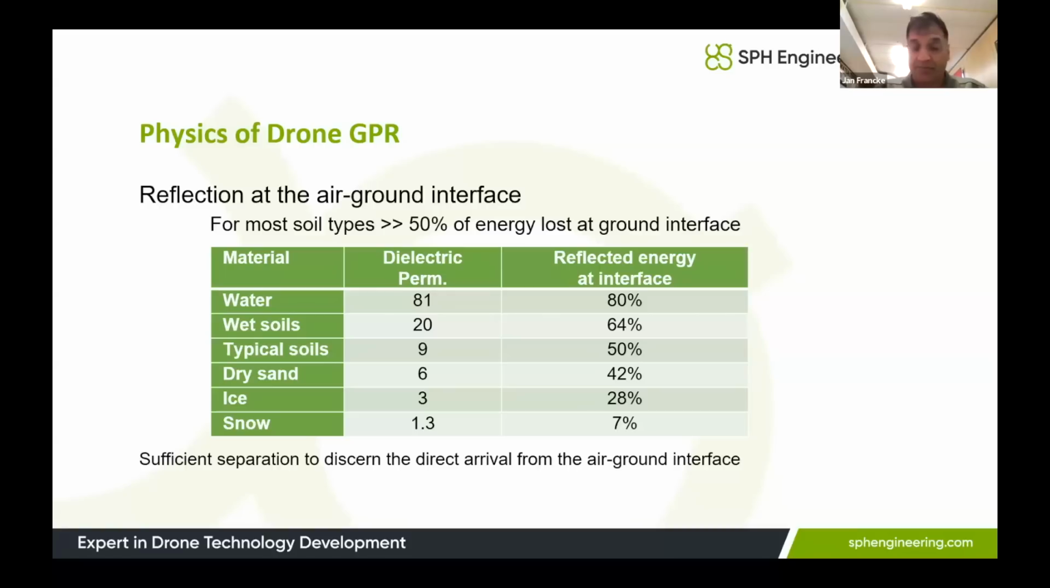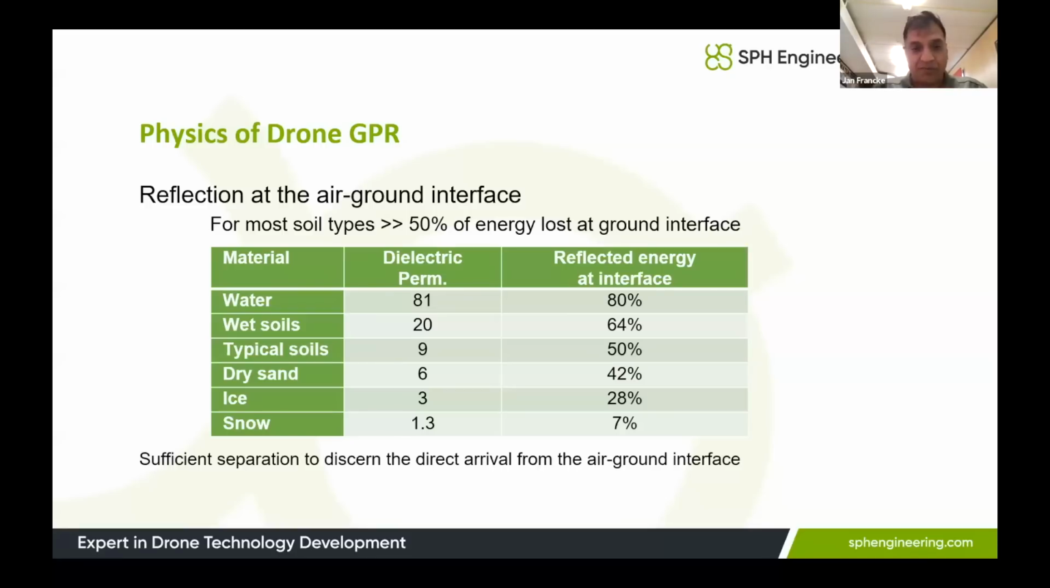Now, SPH has some amazing technology that you can actually do that, right? But 10 years ago, we couldn't do that at all. So it was out of the question. So yeah, wow, we're going to lose a lot of energy right at that ground surface unless we're very, very close to the ground surface.